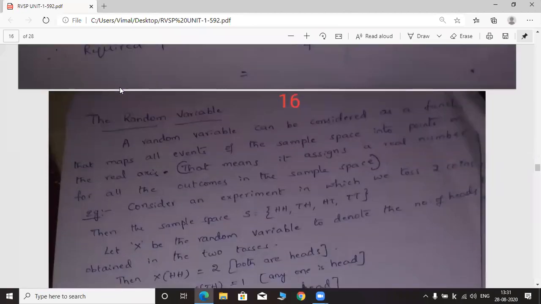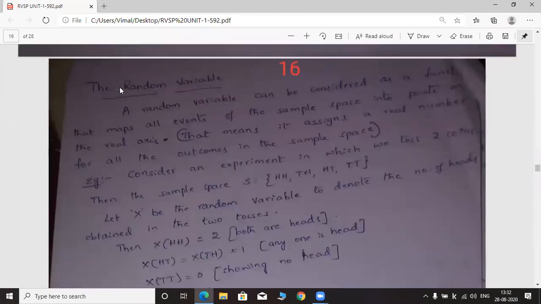Okay, here the problems are completed. Now let us start the concept of random variable. Is my screen visible to you? Yes, ma'am. Okay, the random variable. Let us start the actual syllabus from this concept of random variable.